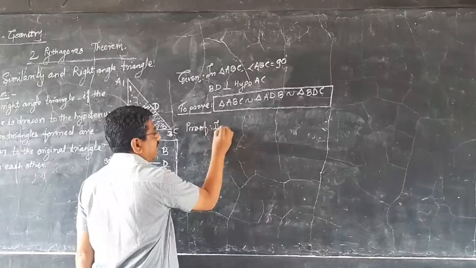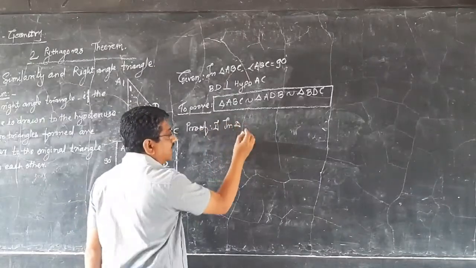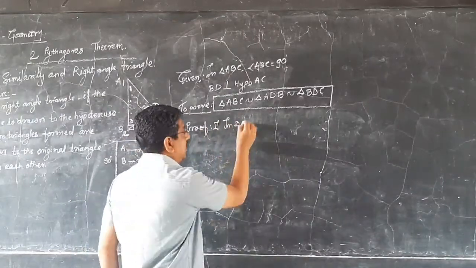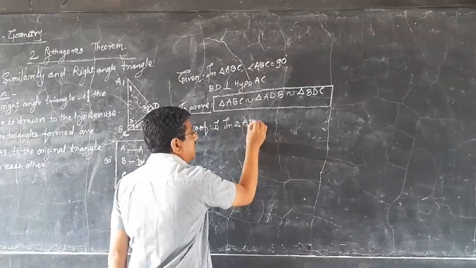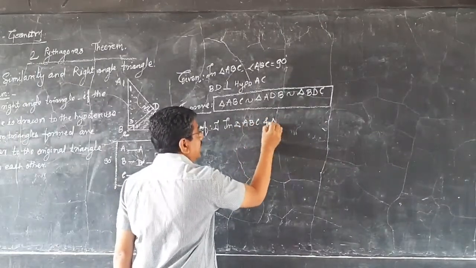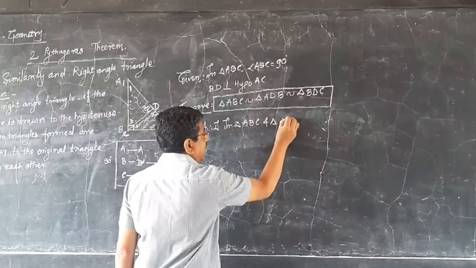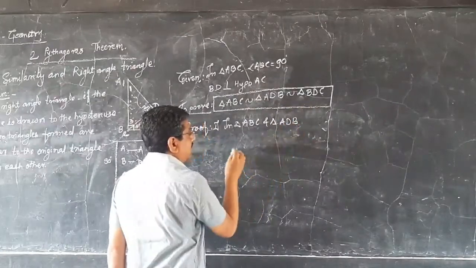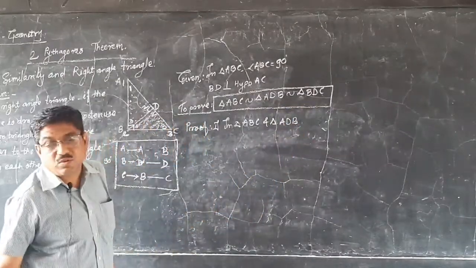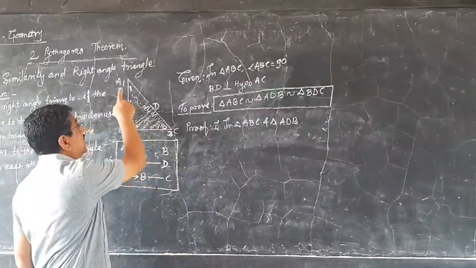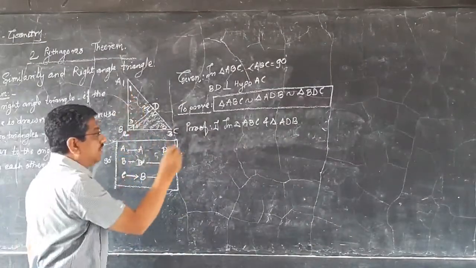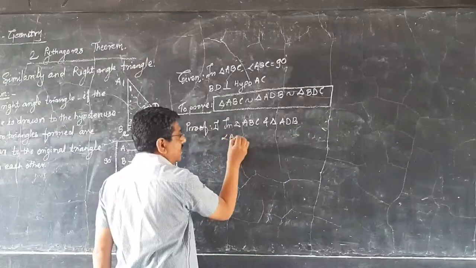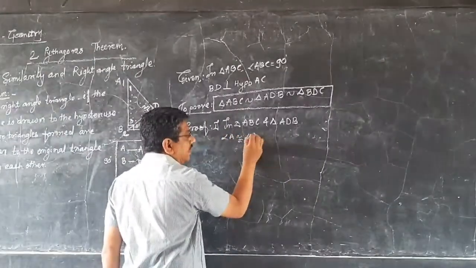First step. In triangle, I will not change the sequence of vertices. In triangle ABC and triangle ADB, first write the common angle in both the triangles, that is A corresponds to A. Therefore, angle A is congruent to angle A, common angle.